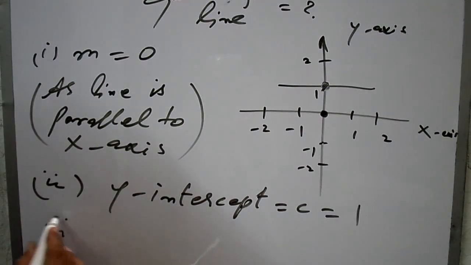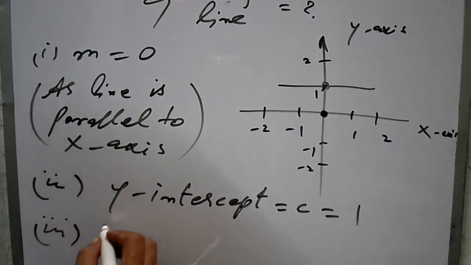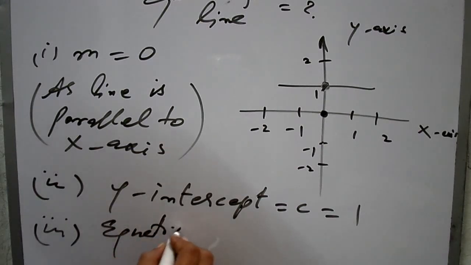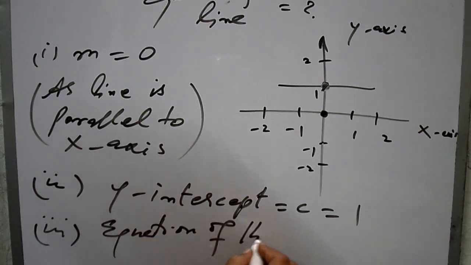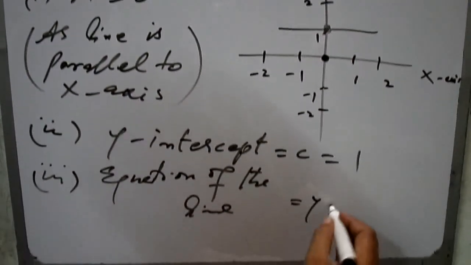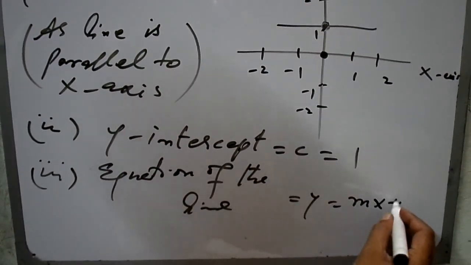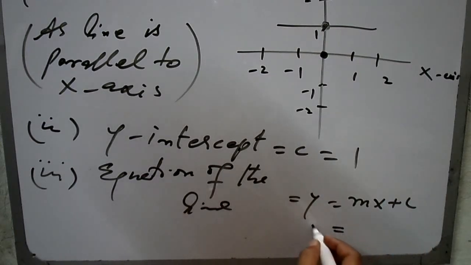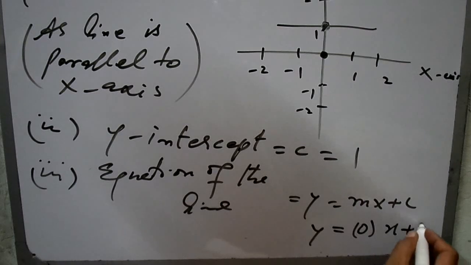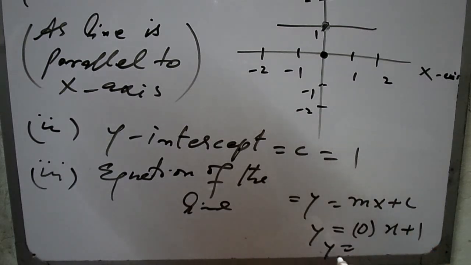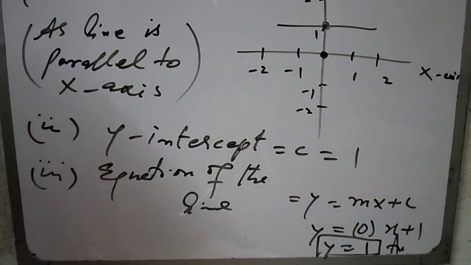Now the third one is the equation of the line. The equation of the line is y = mx + c. So y = m times x plus c, where the slope is 0, so 0 times x plus 1, since the value of c is 1. Putting in the values, y = 1. So that is your equation of the line. Here is your result.